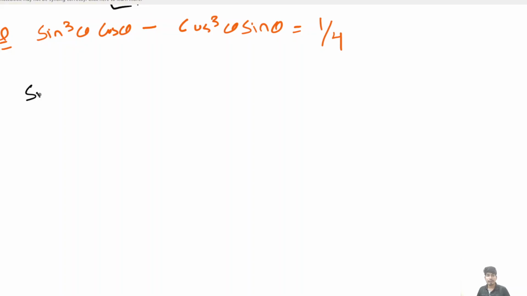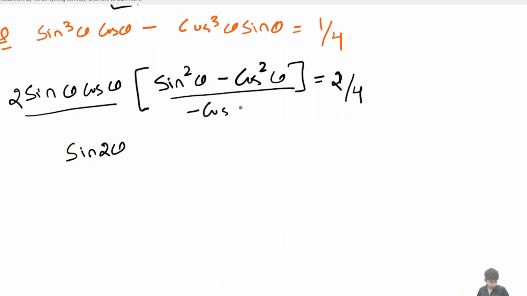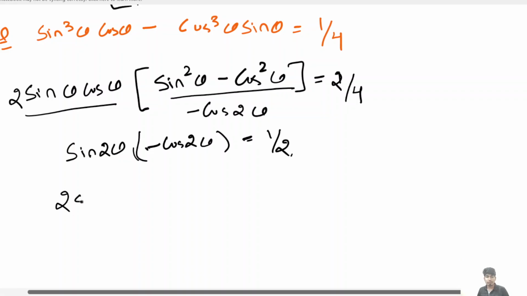Then take sine theta cos theta common. Then what do we get here? Sine square theta minus cos square theta. Then this becomes 1 upon 4. Then multiply by 2 here and also here 2. 2 sine theta cos theta is sine 2 theta, and sine square theta minus cos square theta is minus cos 2 theta. Then this becomes half, 1 upon 2, and then 2 into sine 2 theta cos 2 theta.